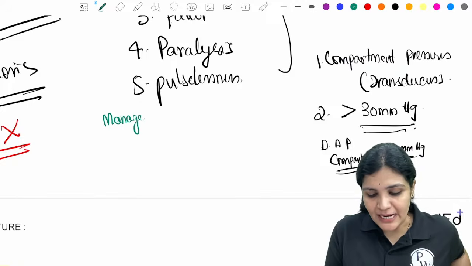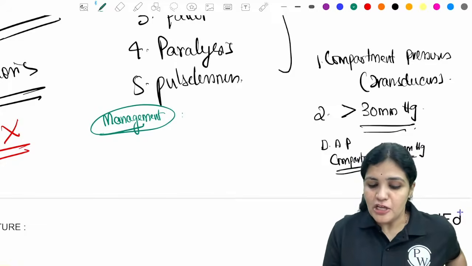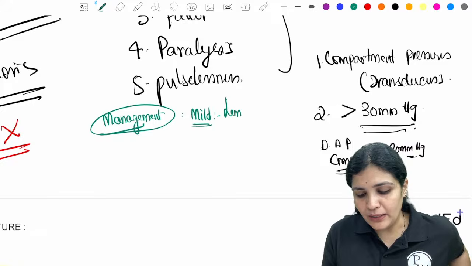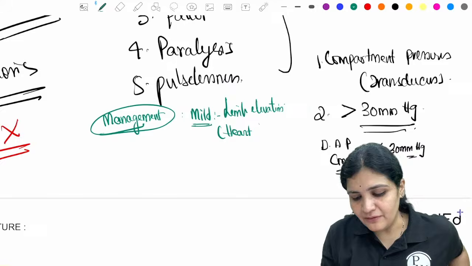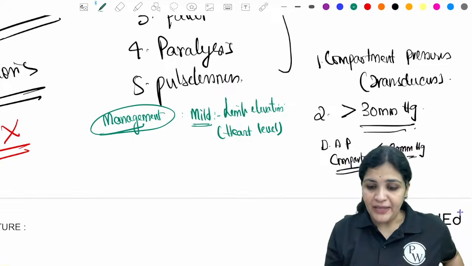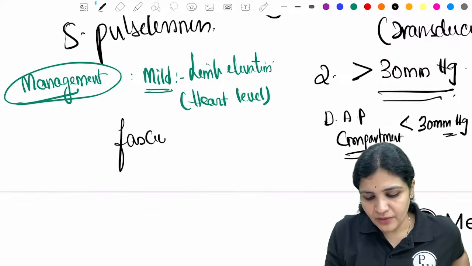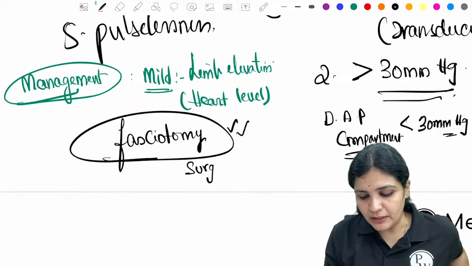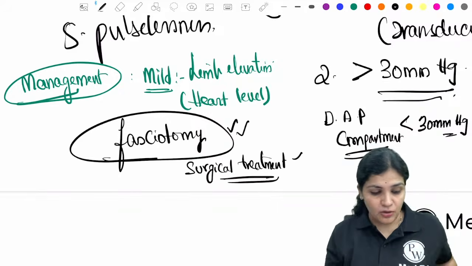I have told you in the starting, the fascia is very, very tight, which is not allowing the compartment to expand. So if it is a mild one, you can go for limb elevation, right? Not above the heart level, but at the level of the heart. This elevation up to heart level you can still try. And then the ultimate treatment of this is fasciotomy. So you are cutting open the fascia. Surgical treatment is very, very important for compartment syndrome. So fasciotomy is the treatment.